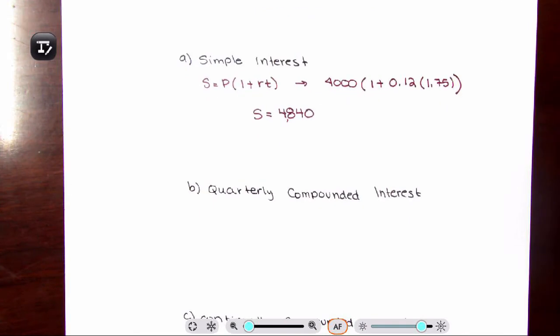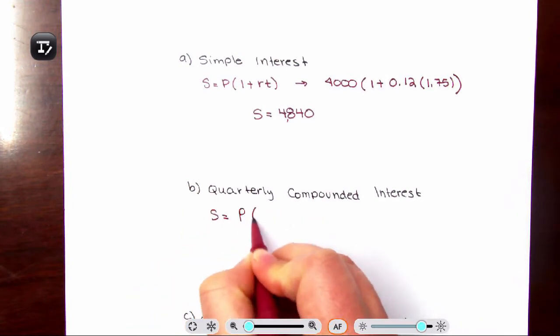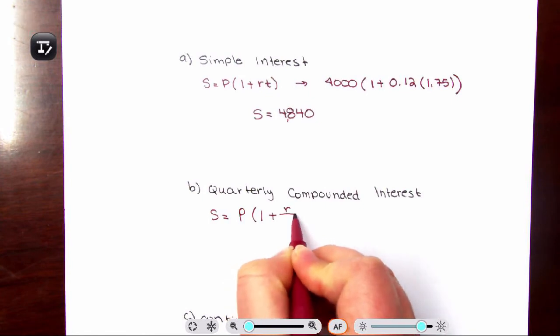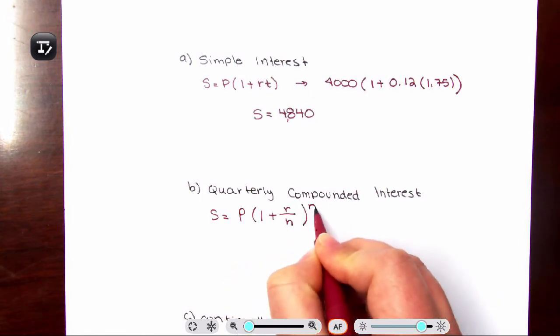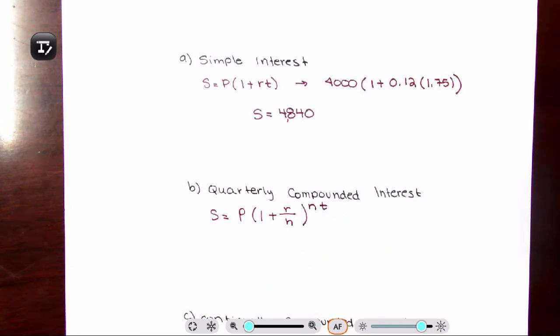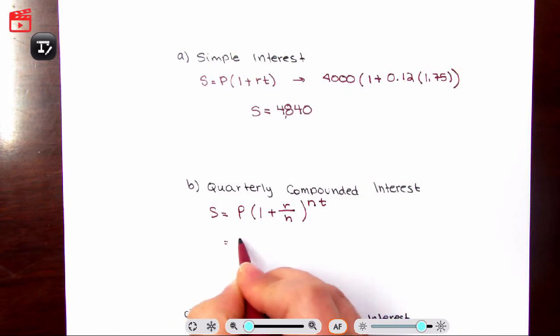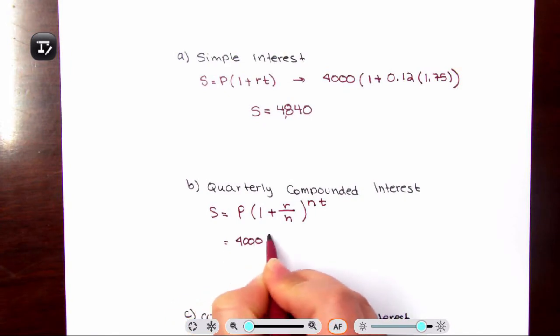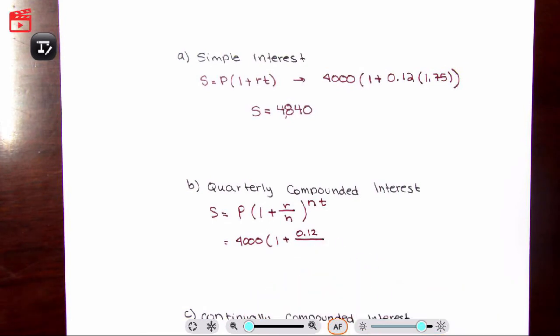So this is your formula. That is S is equal to your principal times 1 plus your rate over the quantity per year, raised to the quantity per year times the number of years. So what do we have? We have our original starting value at 4,000, 1 plus our rate over the quantity per year.